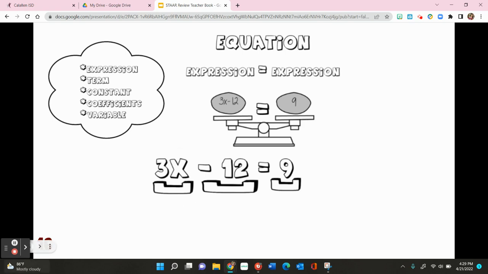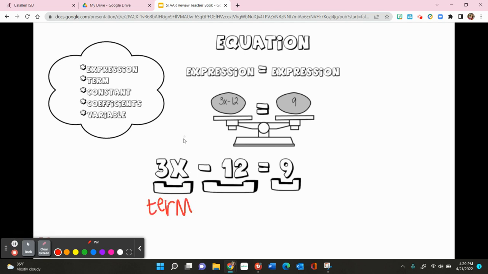Now, to go over a few more vocabulary words, we have the word term. So, a term consists of a coefficient and a variable. So, here, this would be your term. So, like I mentioned, a term consists of a coefficient and a variable. So, here, the number in front of x would be your coefficient.